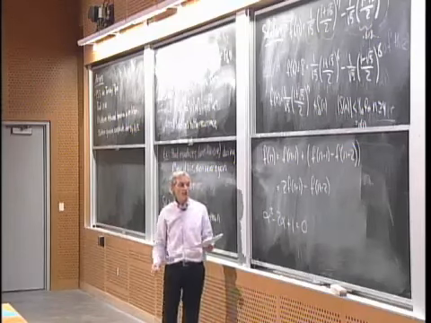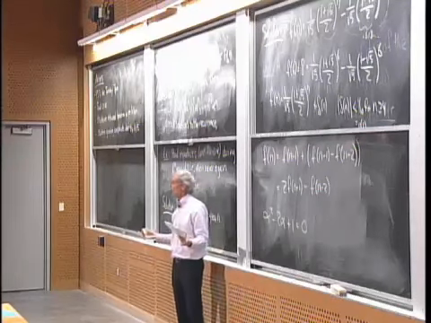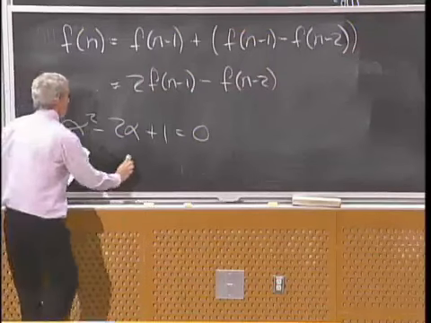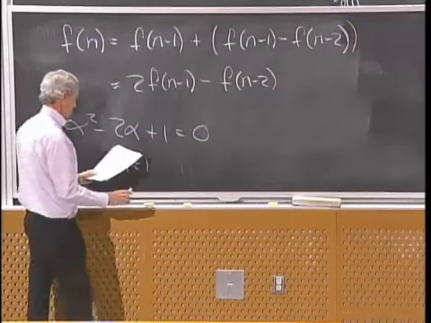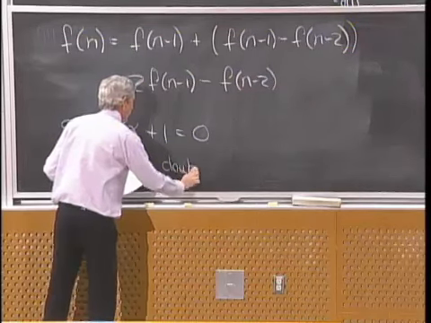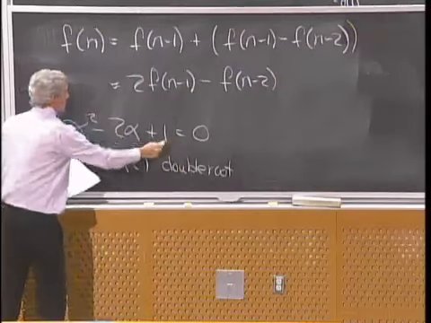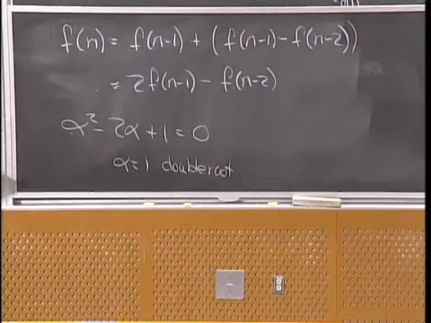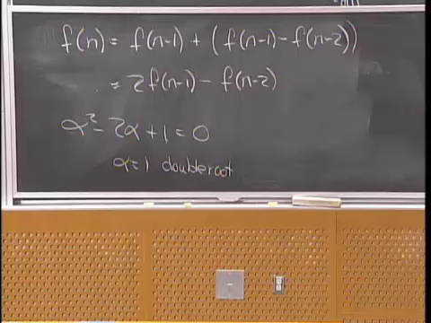Yeah, alpha minus 1 times alpha minus 1 is 0, which means alpha equals 1. So the roots are alpha equals 1, and it's a double root. Okay? It's a double root. It occurs twice, because this is alpha minus 1 squared. Okay. So what solutions am I going to use for my recurrence?